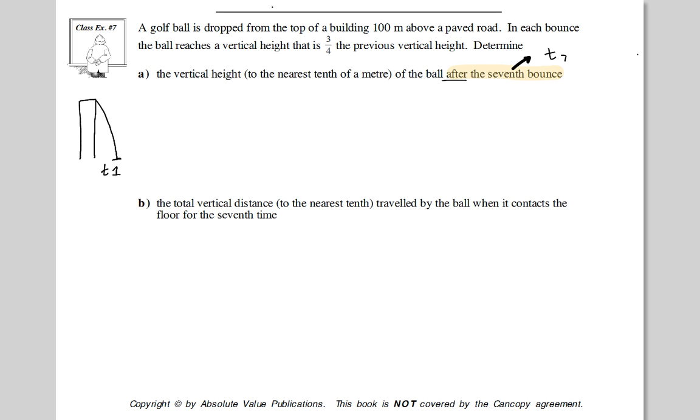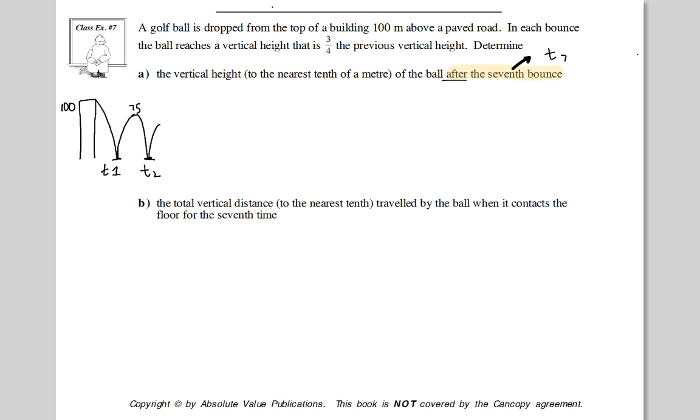So then what will happen? What will be the height after the first bounce? So it starts at 100. What's the height after the first bounce? 3/4 of 100. So that one's easy, right? And then what happens? Bounces again, and then you get the height after the second bounce.